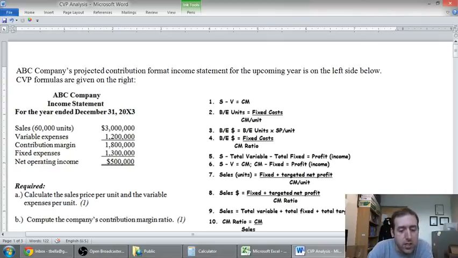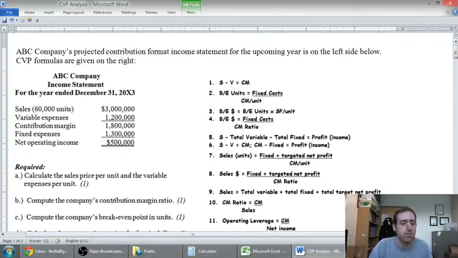So let's read the question. It says ABC Company's projected contribution format income statement for the upcoming year is on the left side below. CVP formulas are on the right. So I've provided formulas. Your prof might not provide you formulas. They might give you a formula sheet, or you might have to memorize them. But anyway, here's the income statement: sales, variable expenses, contribution margin, fixed expenses, and net income.